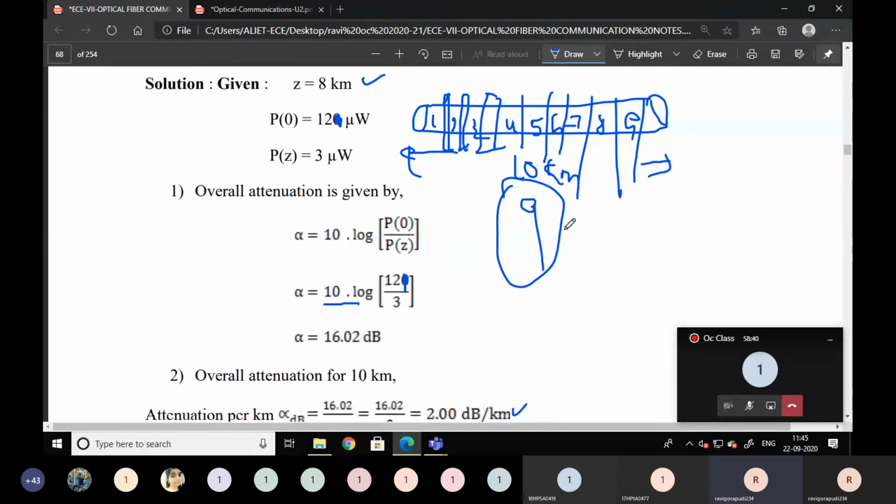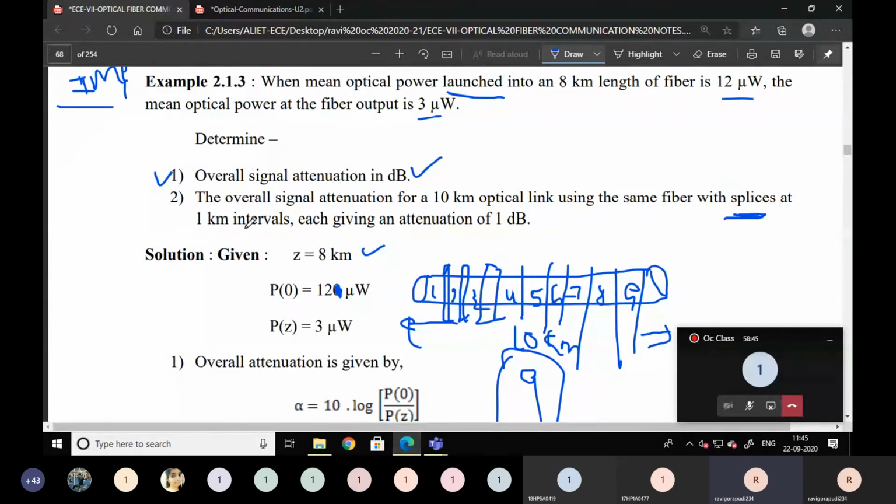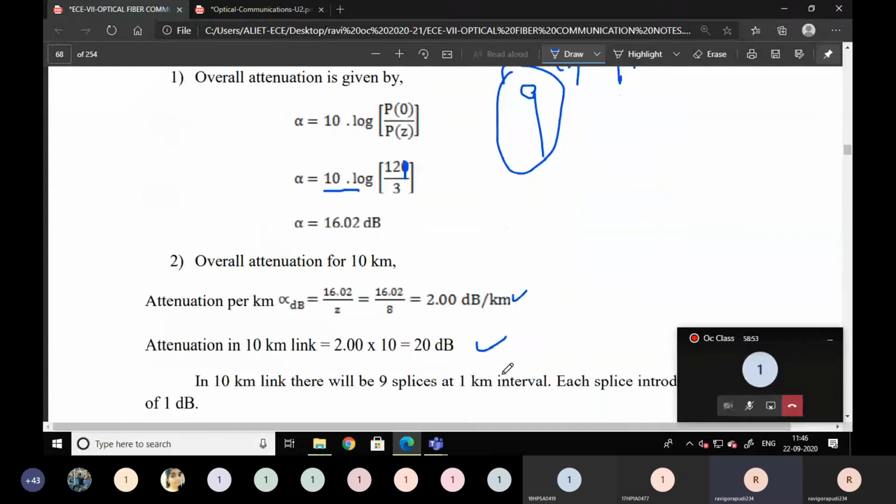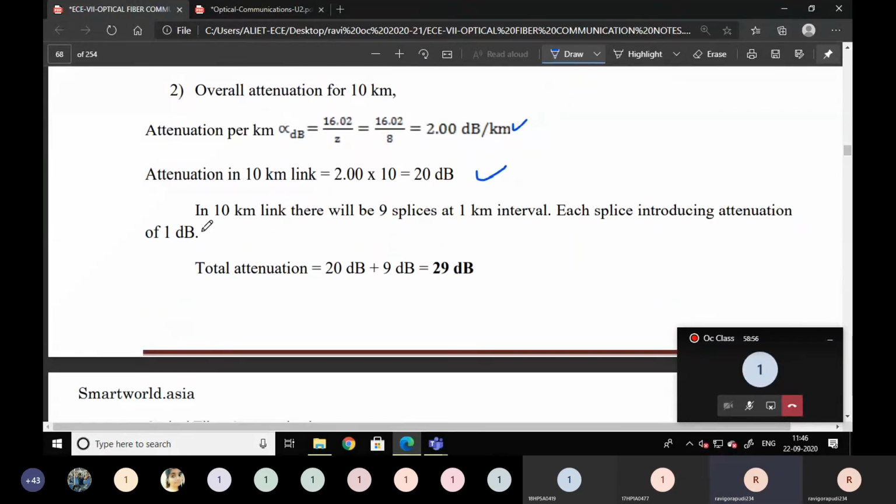We need 9 connectors. Okay, for each connector, for each splice, what is the loss? 1 dB. So we have 9 splices, that's why 9 dB. That is what he is saying here. For a 10 kilometer link, there will be 9 splices at 1 kilometer interval. Each splice introduces attenuation of 1 dB. So 9 into 1, 9 dB. Already for 10 kilometer without splice, we are getting 20. 20 plus 9, 29. That is the total attenuation.